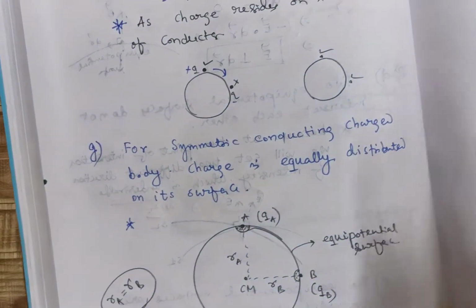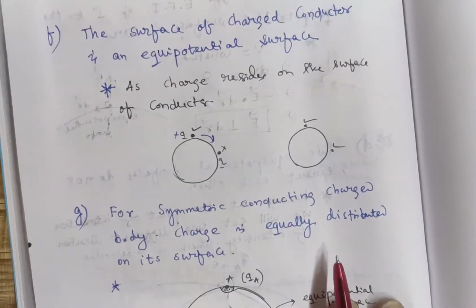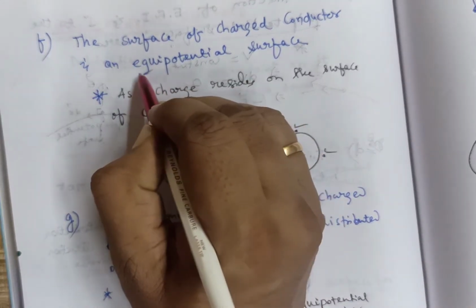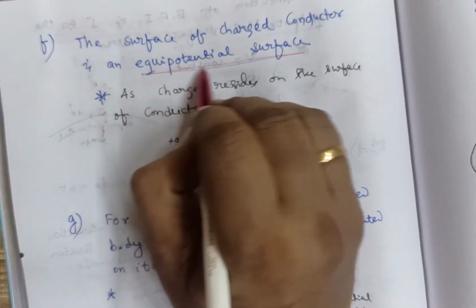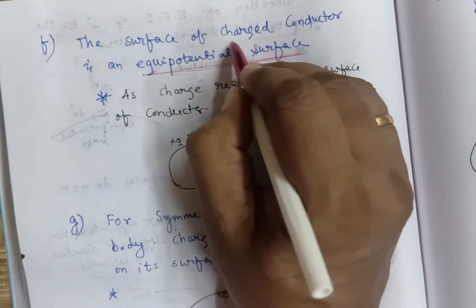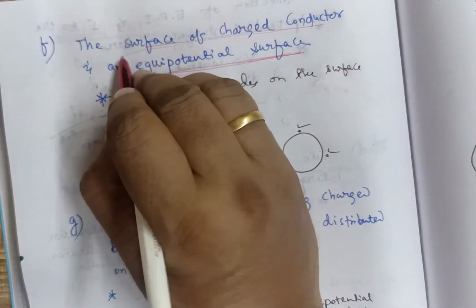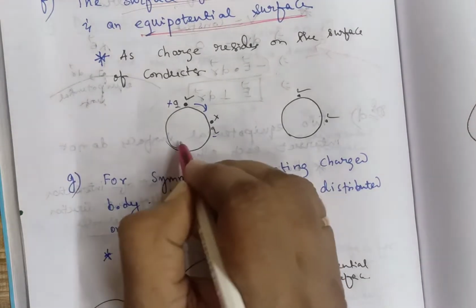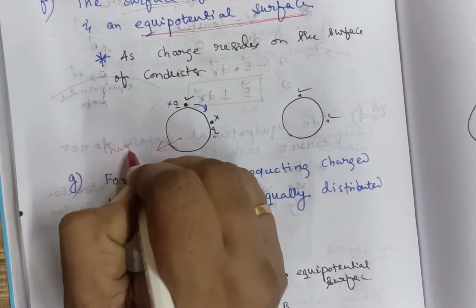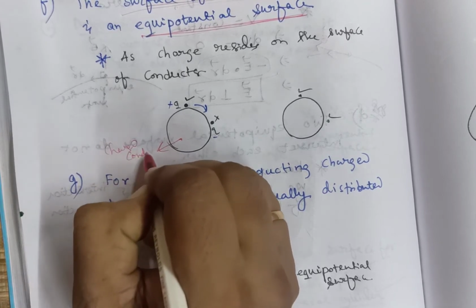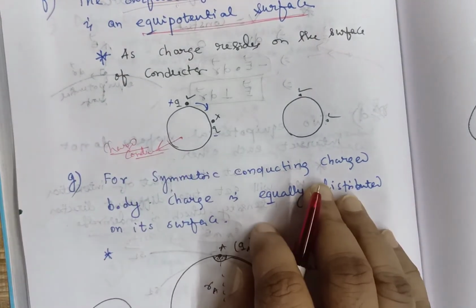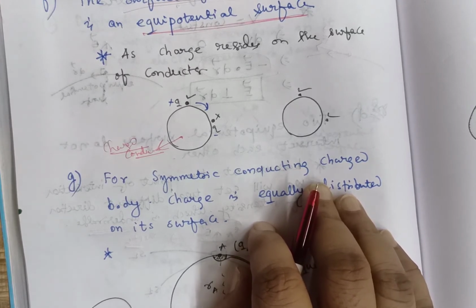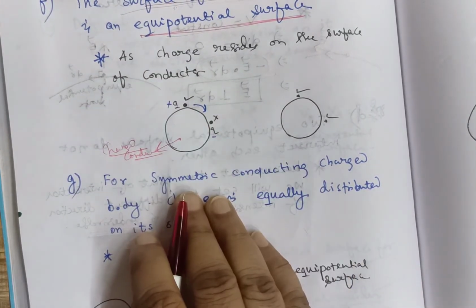Now we have to go through the next property. What is the property? The surface of a charged conductor is an equipotential surface. In previous classes we have also discussed this, but we have not discussed why the surface of a charged conductor is an equipotential surface. Now let's go for analysis. This is a charged conductor, spherical in shape. From the introduction class, the property of charge, we have discussed that charge always resides on the surface of the conductor.